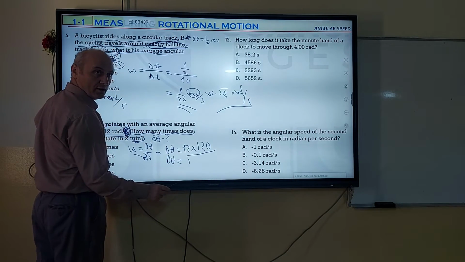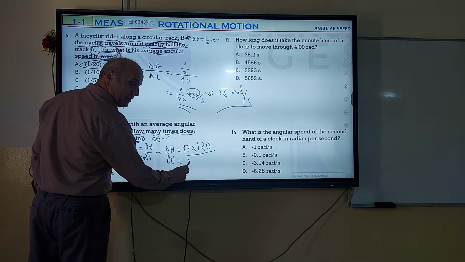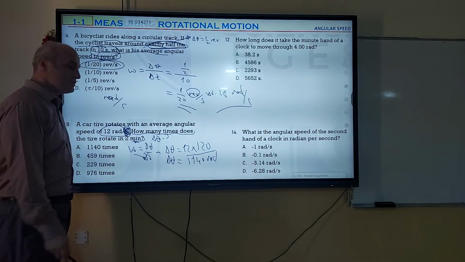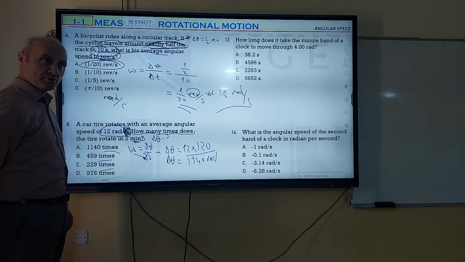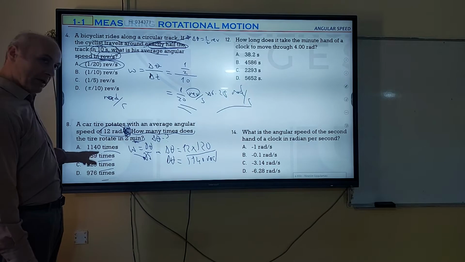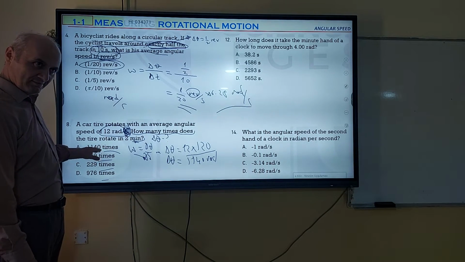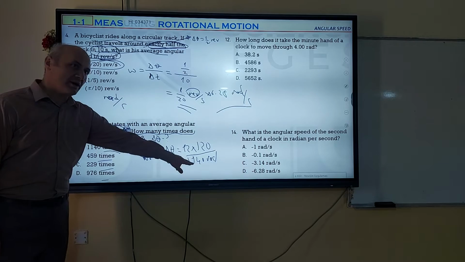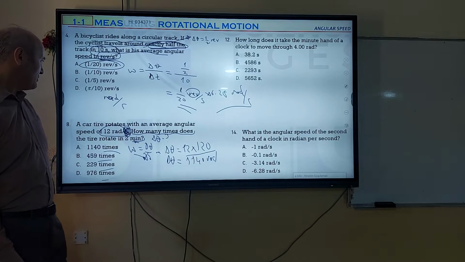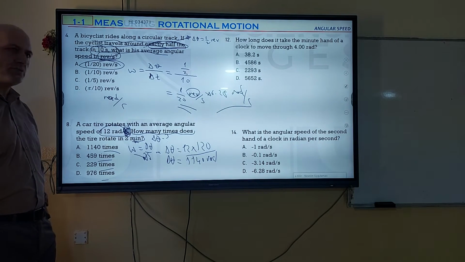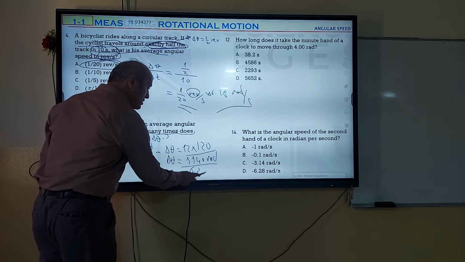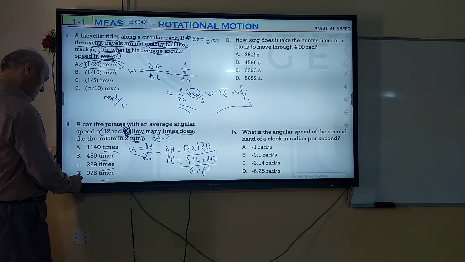1,440 radian. This is radian. So then divide by 6.28, and you will get how many times? Multiply 12 by 120 and you get 1,440. When you divide by 6.28, you get 229. Yes, this is the correct answer.